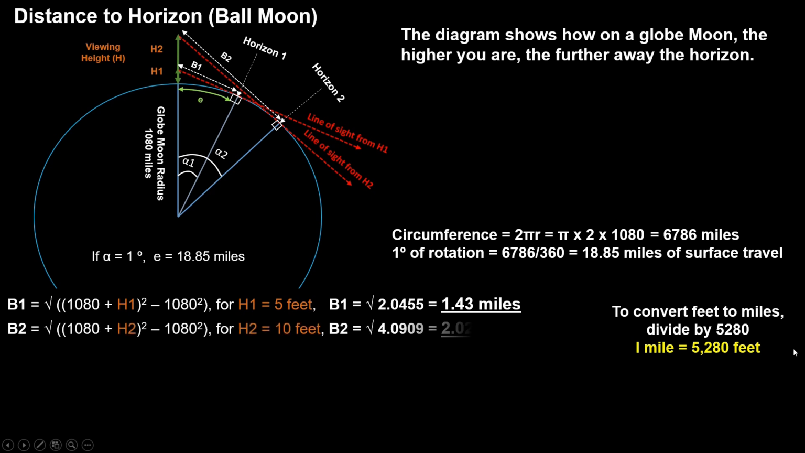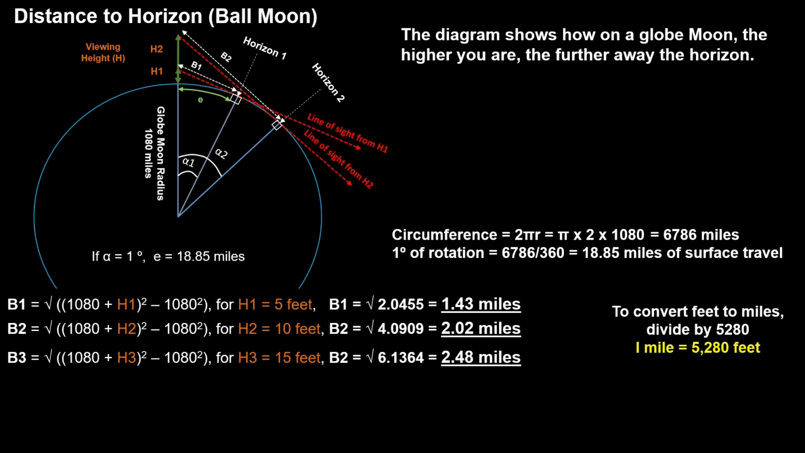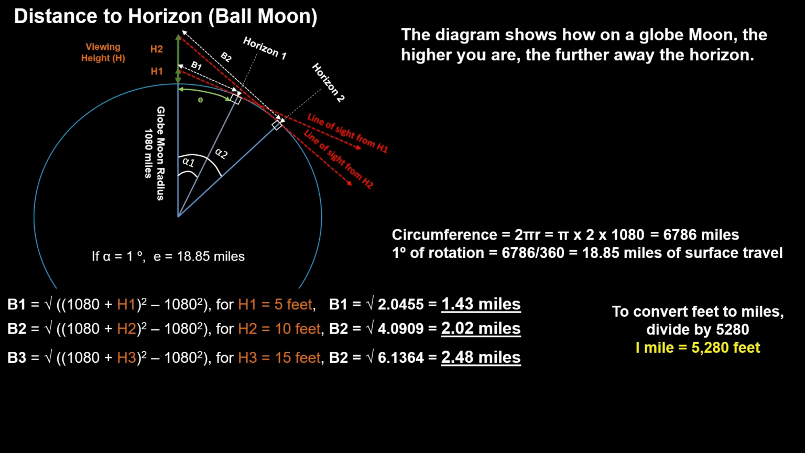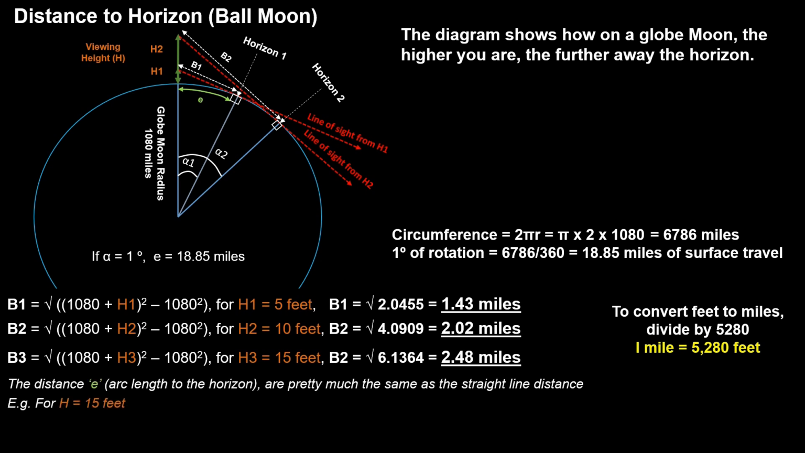And if we look at B2 doing the same equation, this is the square of the hypotenuse, this is the square of the adjacent, and we're square rooting it because all this equals B1 squared. So we square root it to get B1. And if we do it for B2, we get 2.02. And if we do another one and go to B3 and do H3 at 15 feet, that goes out to 2.48 miles. Now it's a lot further on the ball moon because the radius is 3959 instead of 1080. But 1.43 miles from a 5 foot viewing height is a pretty significant distance.